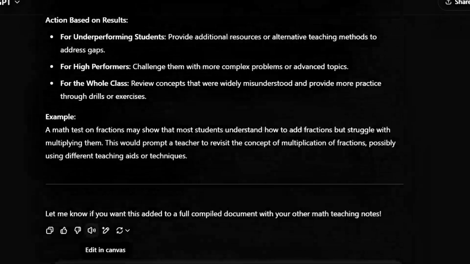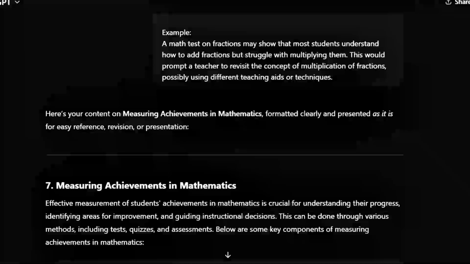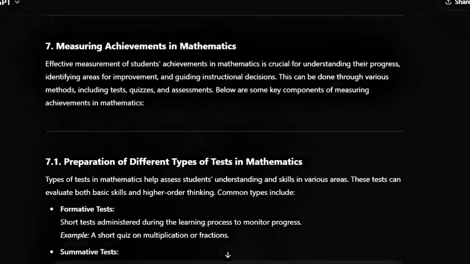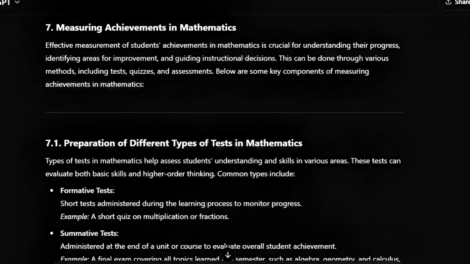Let me know if you want this compiled with your other notes. Here's your content on measuring achievements in mathematics, formatted clearly and presented as it is for easy reference, revision, or presentation.